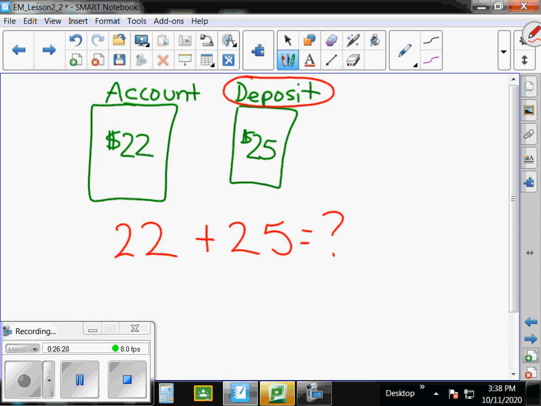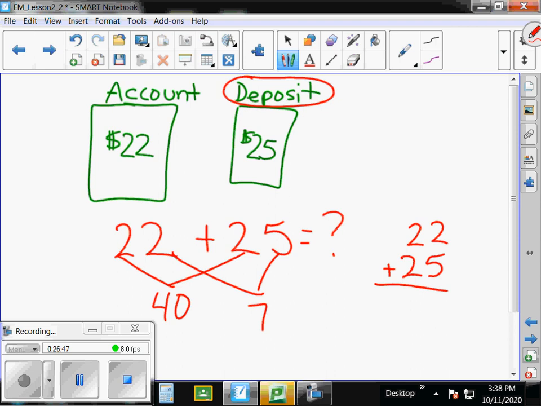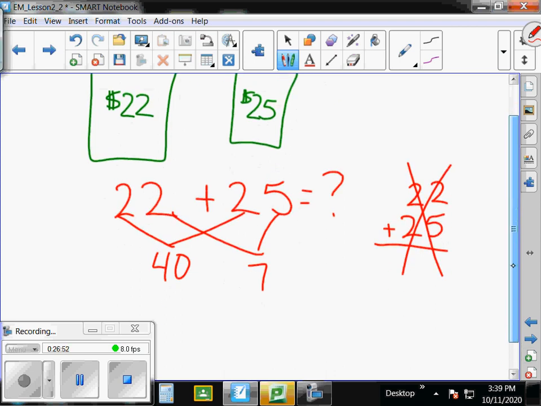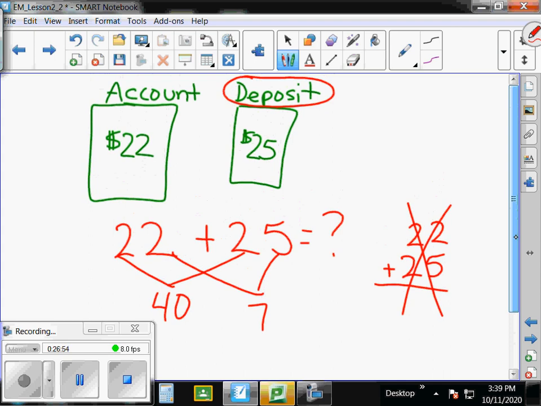Okay, so now I got to solve it. And again, you can kind of solve it any way you want to. I'm going to add. I know that 20 plus 20 is 40, and I know that 2 plus 5 is 7. You could have drawn that out in base 10 blocks. If your parents have showed you this strategy, you could have done that strategy. We'll get to that in class. I will not be doing this quite yet, but I'm okay if your parents are helping you as long as you understand it. And so my answer is $47.